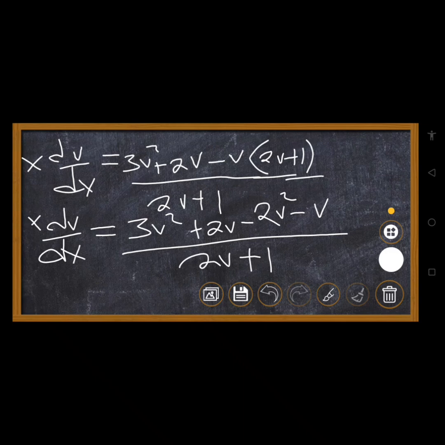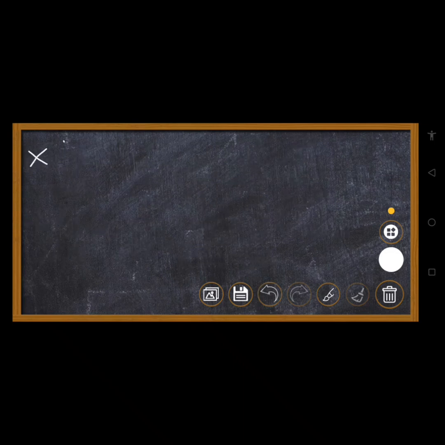In this case we can subtract this and that, and also this with this. So 3v squared subtracted by 2v squared, we have v squared. Then 2v subtracted by v, we have v. So let's just write this. We have dv over dx equals v squared plus v over 2v plus 1. Now we have made this expression a separable differential equation.